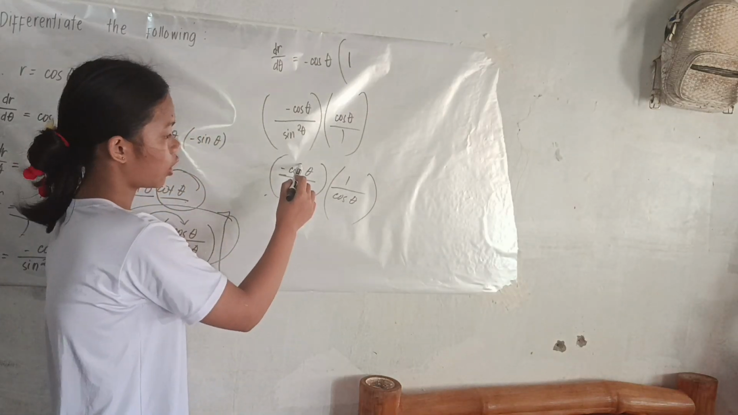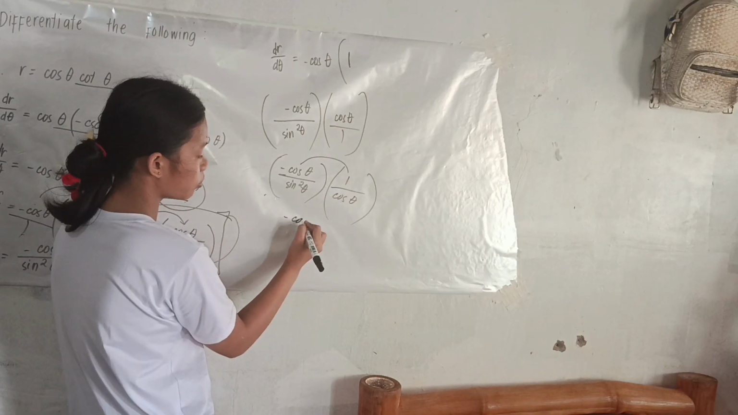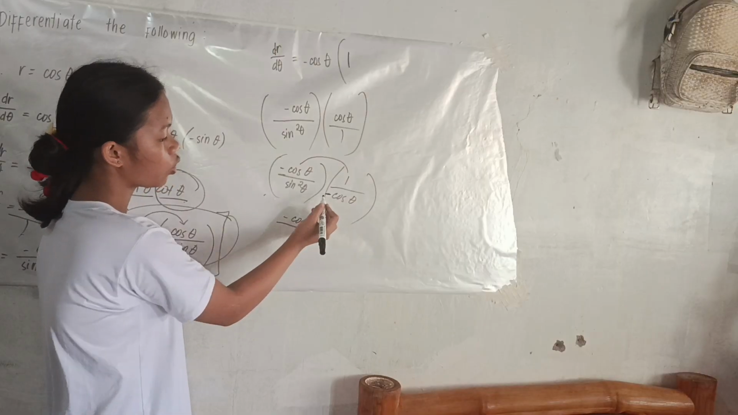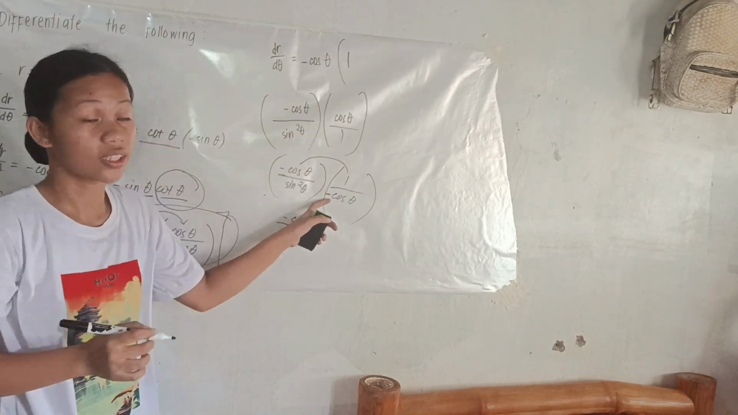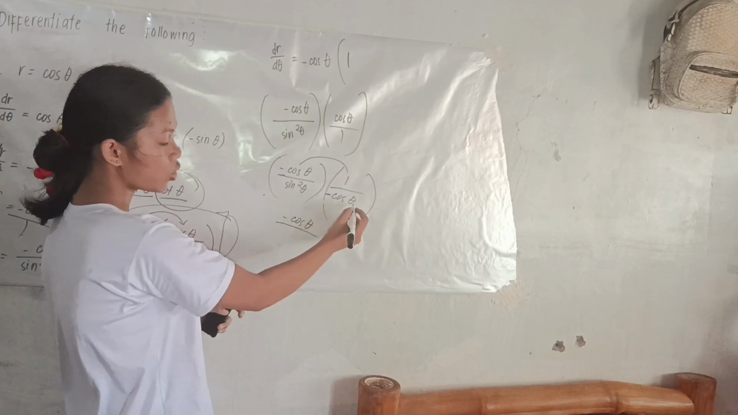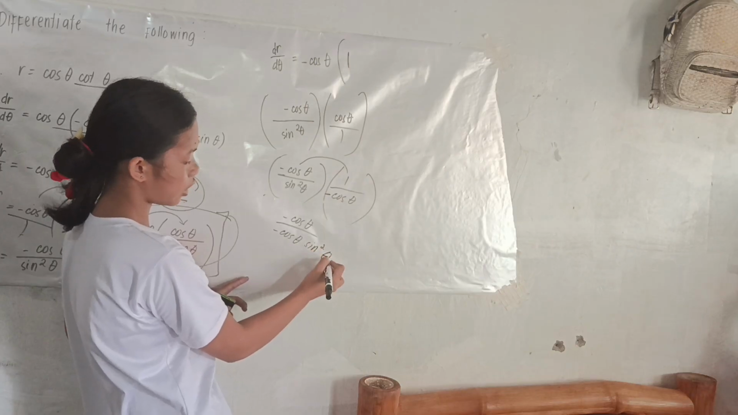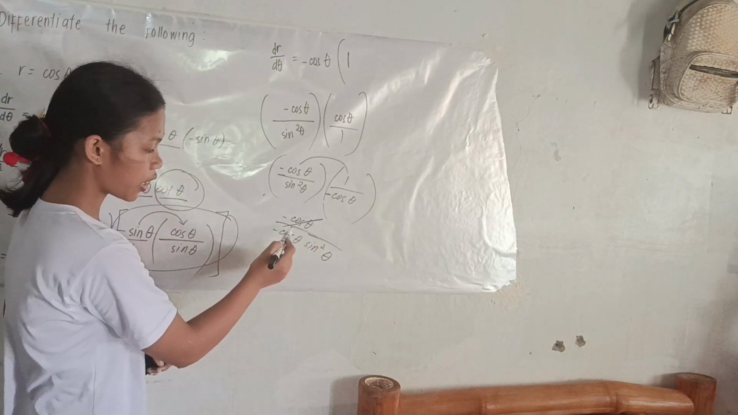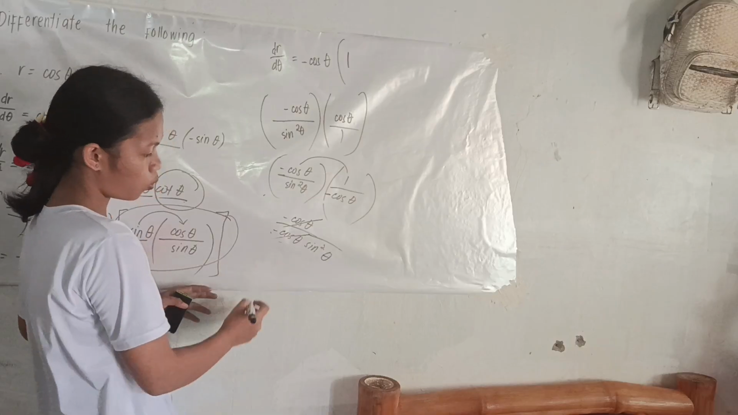So, applying the multiplication of fractions, negative cos theta times 1 will become negative cos theta all over sine squared theta times negative cos theta. We can factor out the negative cos theta. So sine squared theta times negative cos theta is equal to negative cos theta sine squared theta. Since it is common in the numerator and denominator, we can cancel them. So negative cos theta divided by negative cos theta is equal to 1.